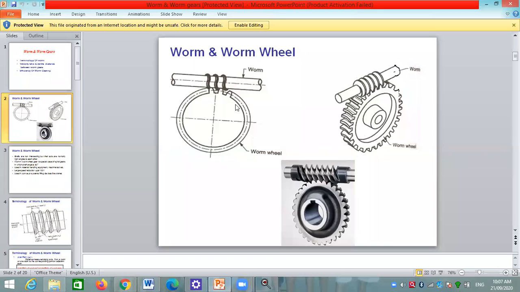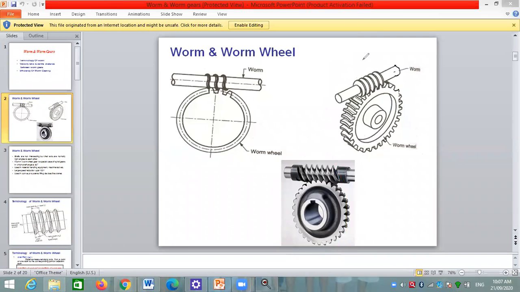The manufacturing of the worm wheel is difficult. If we see this type of manufacturing in this image, the manufacturing of the worm and worm wheel is difficult, and due to difficulty in manufacturing, the cost of the worm and worm wheel is more, meaning it is more expensive than other types of gear.